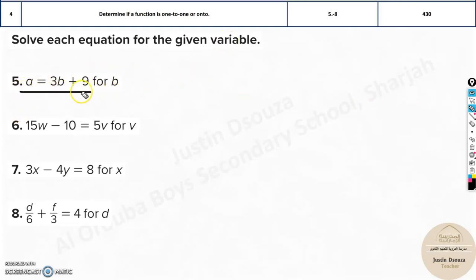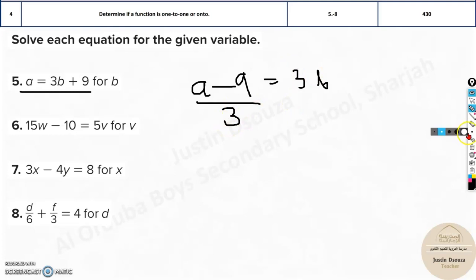Now they have given this equation. You need to rearrange and write this solving for B. What you need to do is basically leave B alone in this equation, and move everything else to the other side. So A equals 3B plus 9. Move the 9 to the other side, it becomes A minus 9 equals 3B. Just divide both sides by 3. This is the answer. B equals (A minus 9) divided by 3.